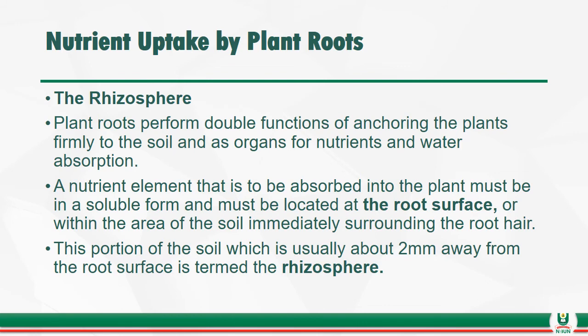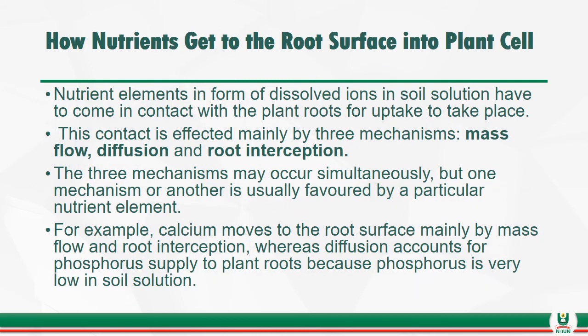This portion of the soil, which is usually about 2 mm away from the root surface, is termed the rhizosphere. The rhizosphere is the region where the plant roots come in contact with the nutrients, especially when they are in the soluble form that plants can utilize. So the plant can take them up, and this environment is called the rhizosphere environment, the root zone, where plants can actually, through their root surface, take up nutrients for their growth.